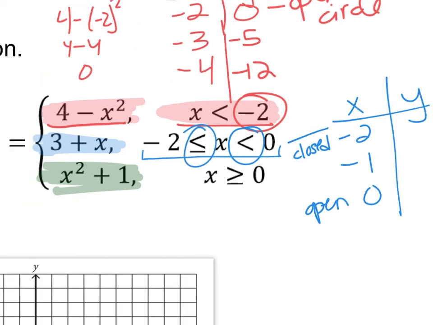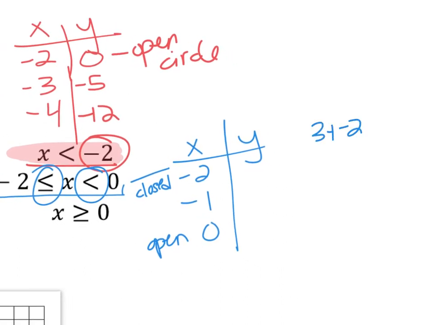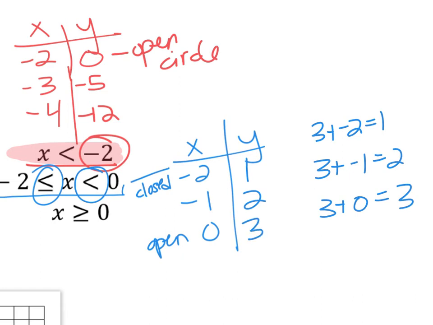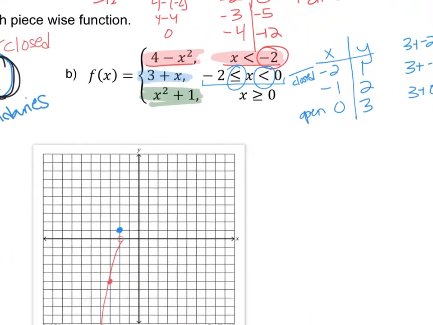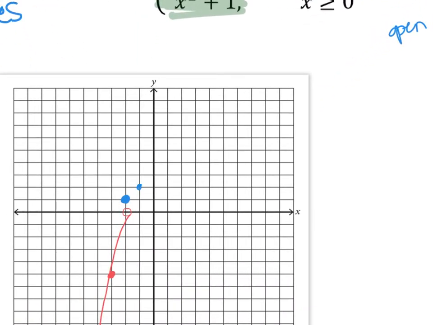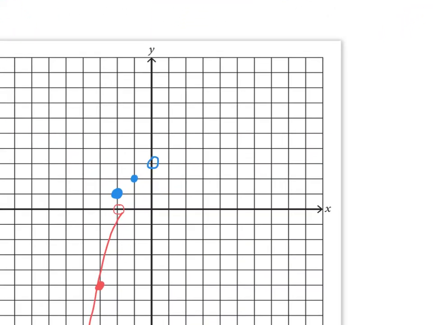So for these, I'm using 3 plus x. So if I find these y values, 3 plus negative 2 is 1. 3 plus negative 1 is 2. And 3 plus 0 is 3. So these three ordered pairs, I'm going to have a closed circle on negative 2, 1. And then a regular point on negative 1, 2. And I'm going to have an open circle on 0, 3. And that's the piece of that line.